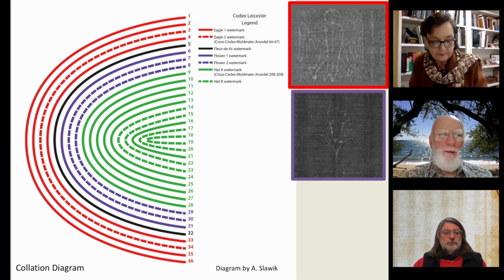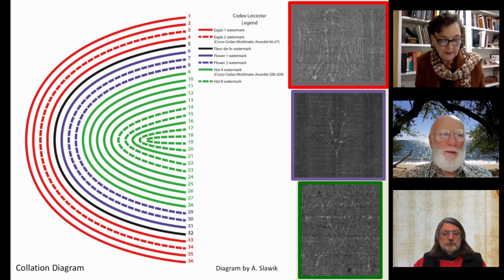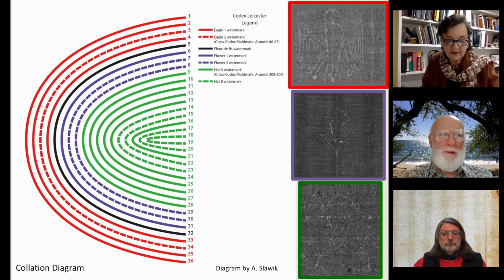Seen in purple, 2 out of the 3 papers having flower watermarks are Moldmates. The 3rd, again, is its probable twin. And finally, seen in green, out of 10 sheets having Cardinal Hats watermarks, 6 sheets came from one mold, and the other 4 from the second alternating or twin mold.